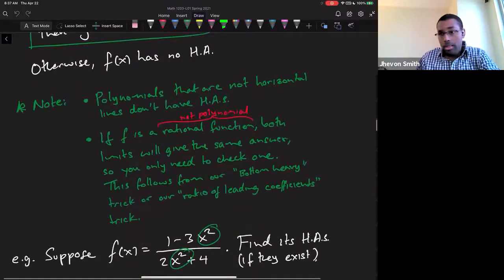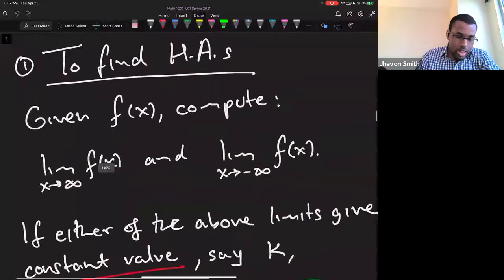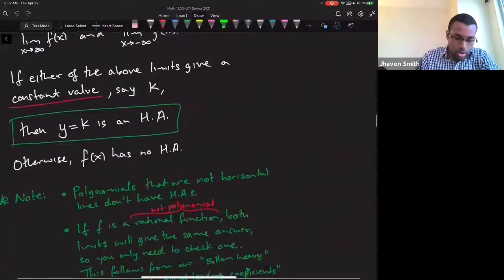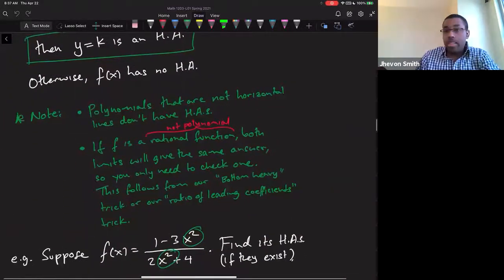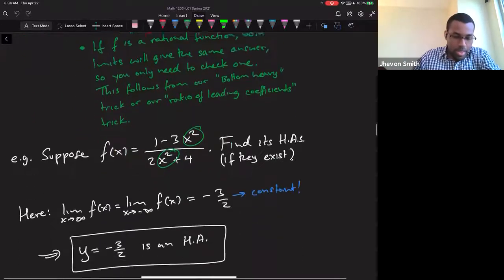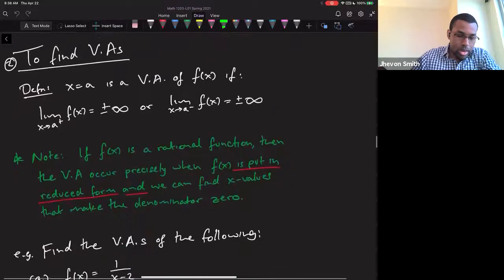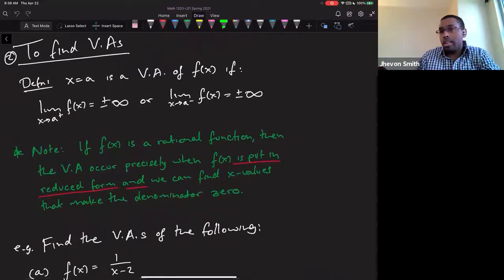Whenever rational functions have horizontal asymptotes, then whether you go to positive infinity or negative infinity, you'll get the same answer. So you can only do one of them if you want, as well as just know that polynomials themselves do not have vertical or horizontal asymptotes unless they are literally a vertical or horizontal line themselves. So yeah, we did some examples of that. So you need to remember how to find limits at infinity and all that good stuff.